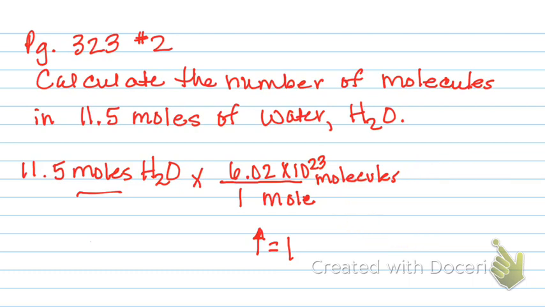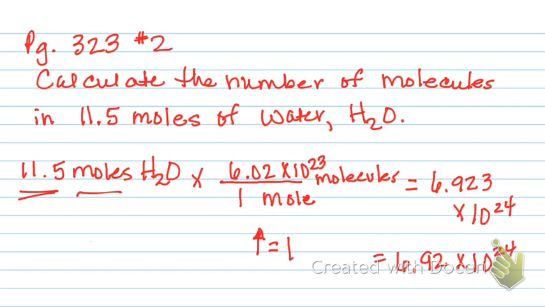So, all right. Now let's pick up the calculator and we do 11.5 times 6.02 times 10 to the 23rd, and I get 6.923 times 10 to the 24th. Well, wait a minute. How many sig figs do I want? I only want 3, right? So my answer should only have 3 as well. So this answer is 6.92 times 10 to the 24th. Don't forget your unit. That's super important, okay?